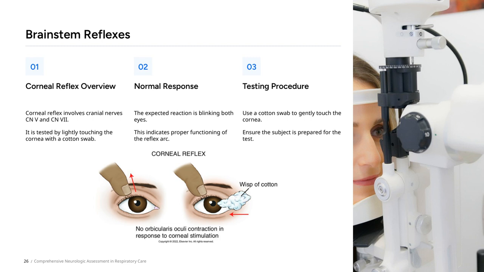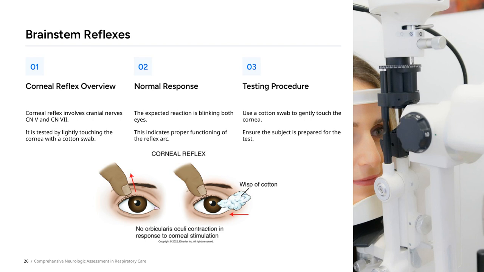To test this reflex, you'll want to use a cotton swab and gently touch the cornea. But before you do that, it's important to ensure the subject is fully prepared for the test, so they're comfortable and aware of what's happening. The testing procedure involves lightly touching the cornea with the cotton swab. The expected reaction here is for both eyes to blink. This blinking response is a very good sign, as it indicates that the reflex arc is functioning properly. A normal response to this test means that the reflex is intact, which is essential for protective reflexes like blinking.